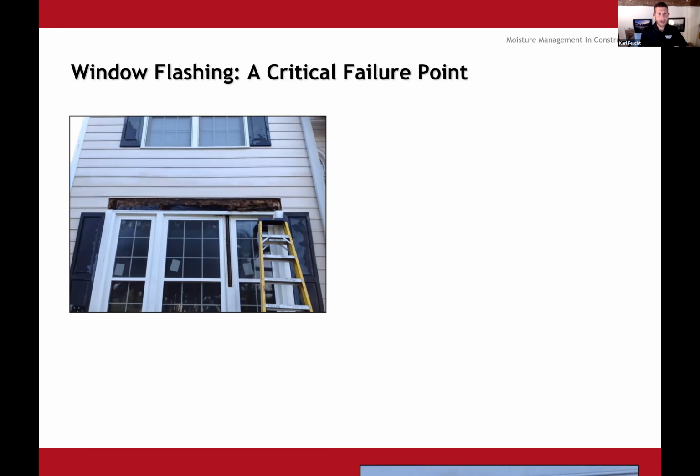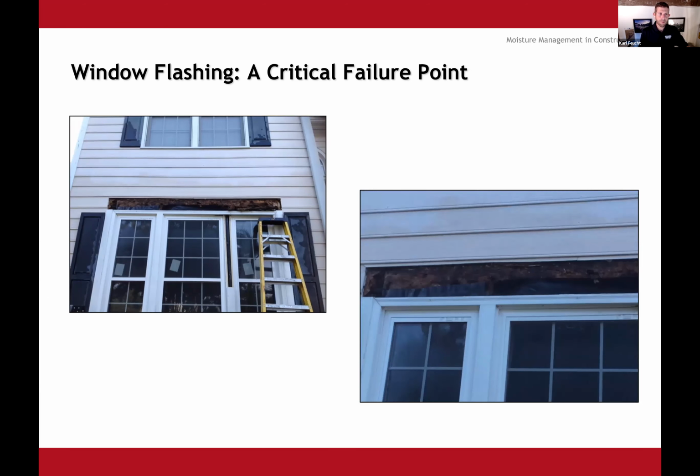Window flashings, definitely a critical failure point. It's the biggest opening in our houses.